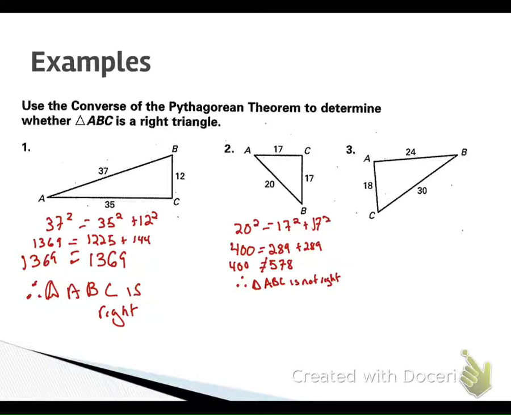Number 3 is our last step for this one. So we have 30 squared equals 18 squared plus 24 squared. 30 squared is what value? It's 900. What is 18 squared? Don't just guess. 18 squared. 324. 24 squared. 576.